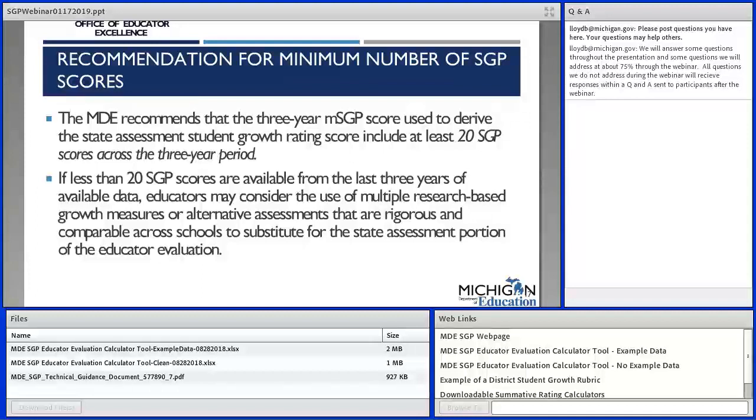Educators should consider the use of multiple research-based growth measures or alternative assessments that are rigorous and comparable across schools. Although I do want to point out that if the reason you're not using student growth percentiles or EVAS for that matter is because of the hit in reliability and validity, because of the low number of scores, what is the reliability and validity of the alternative measures or model that you are using, right? Is it better or is it worse than the student growth percentiles that you've chosen not to use because of the decrease in validity? If that's the reason, then it's just an important consideration to have moving forward.